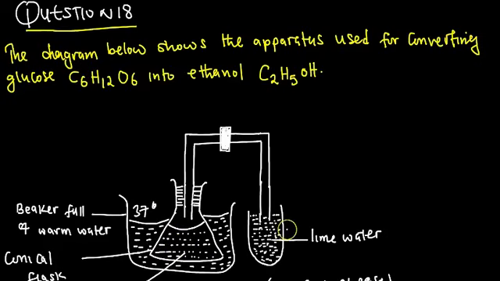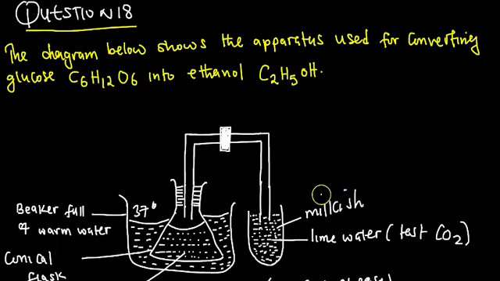And here we have lime water. You know the purpose of lime water is to test for carbon dioxide. So lime water is there to verify that yes, the reaction has occurred, because when the reaction has occurred, carbon dioxide turns lime water milky. So the purpose of lime water here is just to verify that the reaction has taken place, and that can be seen when carbon dioxide is produced.